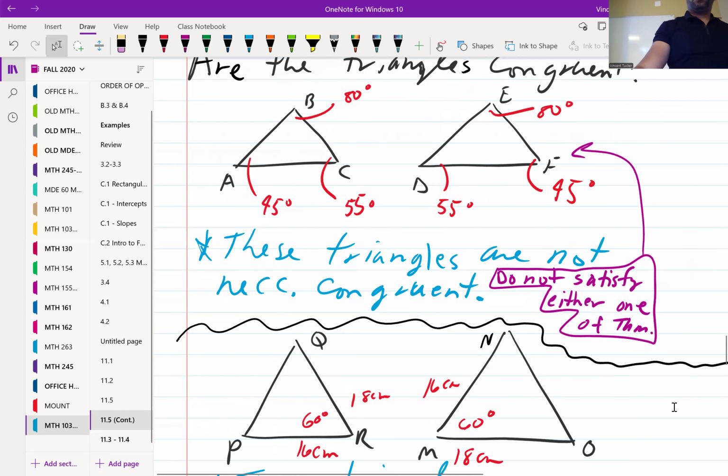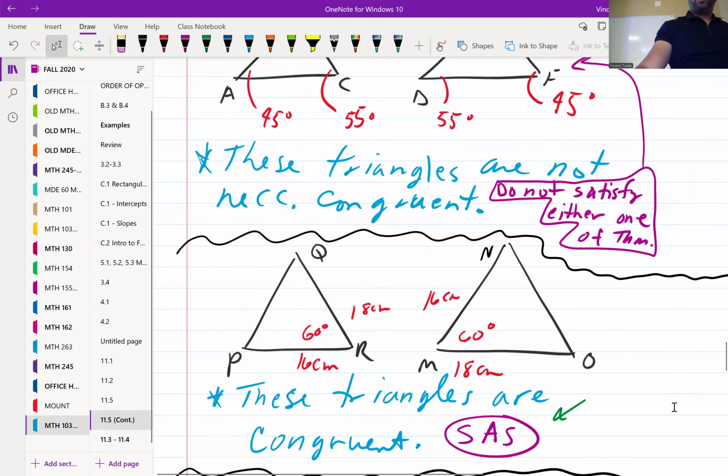All right, going up. And so these triangles are congruent because they satisfy side, angle, side. So we see that we have 16 centimeters, 60 degrees, 18 centimeters. And then over here we have 16 centimeters, 60 degrees, 18 centimeters. So the sides and their included angles are equal. So that makes the triangles congruent.